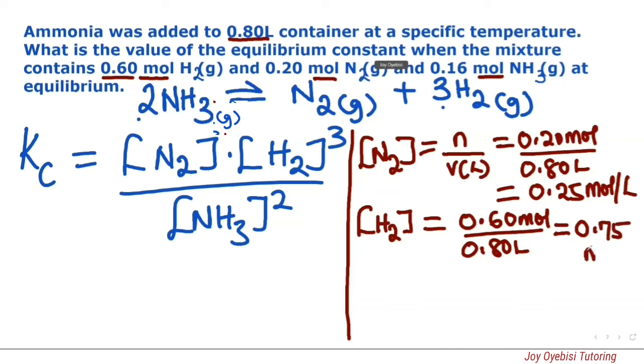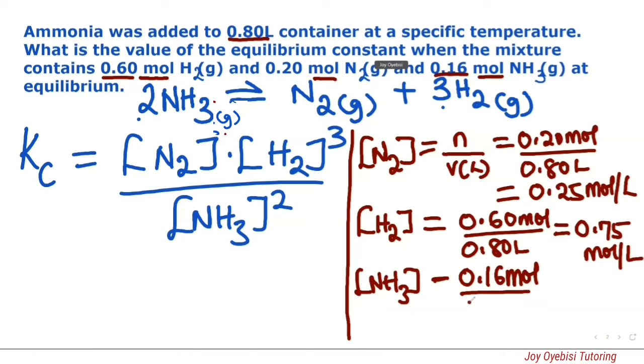And the unit is in moles per liter. Now we go on to ammonia. Ammonia here was given to us as 0.16 mole divided by 0.80 liters. When you do that, you're going to get 0.20 mole per liter. So now that we have all the concentrations, we can go ahead and put them into the equation.